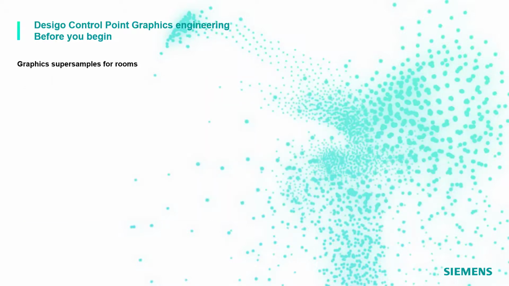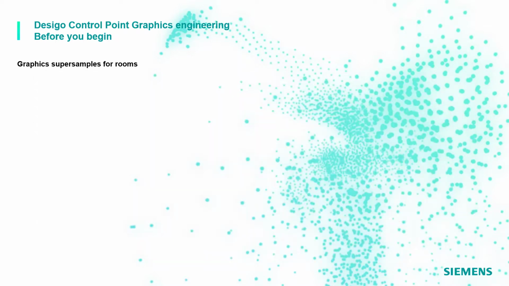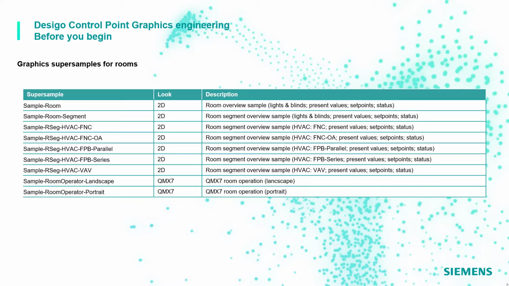This is instead an example of a room supersample that also offers a link below that jumps to the room segment graphic. That is a list of some of the available supersamples pre-built for room operations.